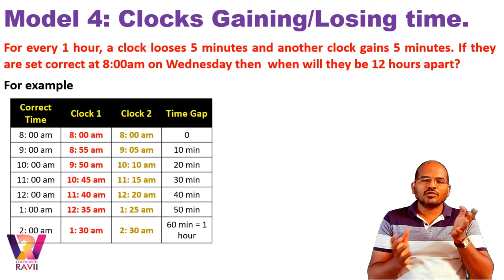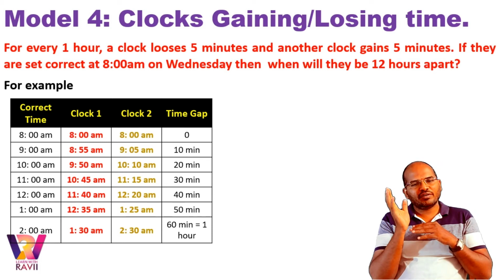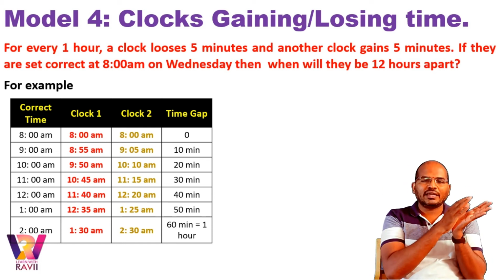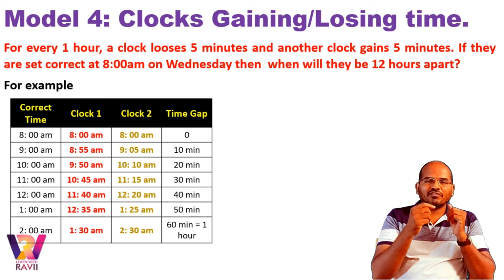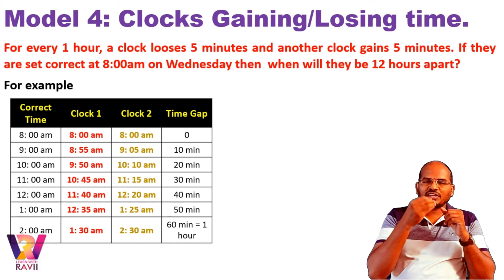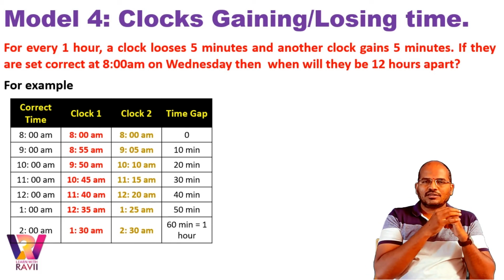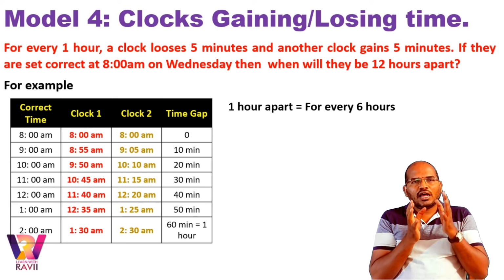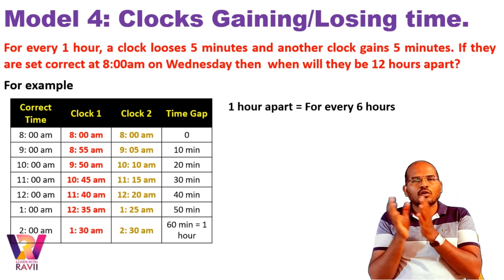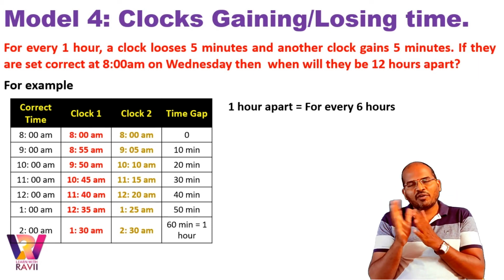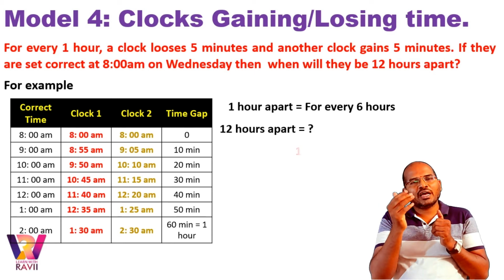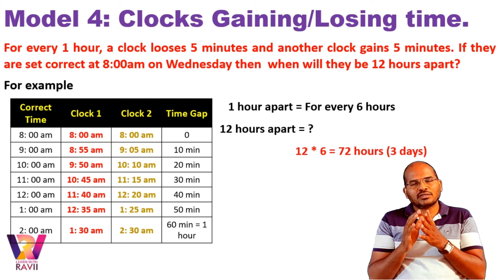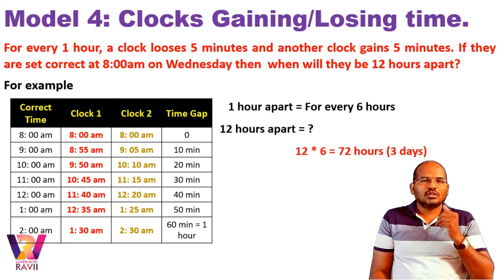After 2 hours, what do you observe on the table? 9:50 here, 10:10 here. The time gap is 20 minutes. So for every 1 hour, we have a time gap of 10 minutes. So to find a time gap of 60 minutes, we need 6 hours. We observe that after 6 hours, clock 1 and clock 2 are apart by 1 hour. Now the question is, after how many hours are they apart by 12 hours? So it's simple basic math. So what do you get as the answer?